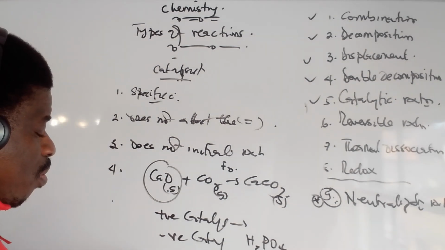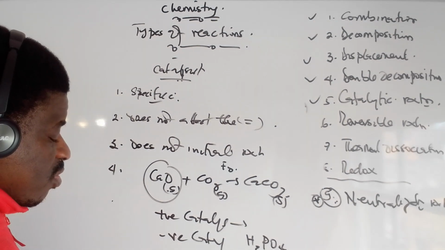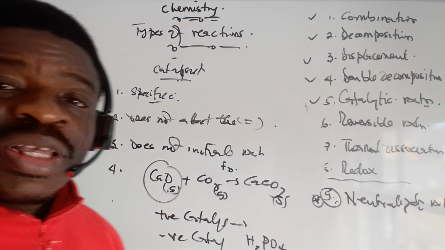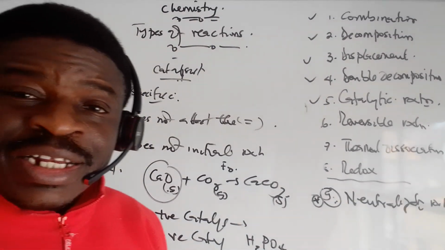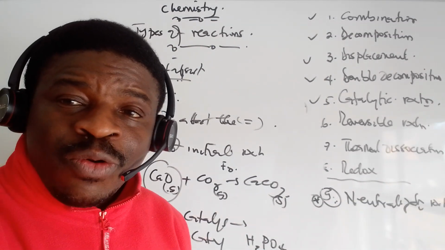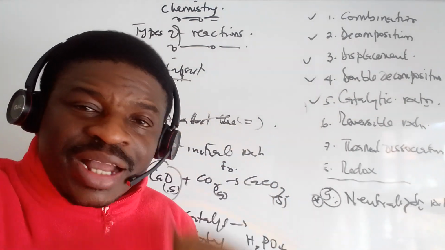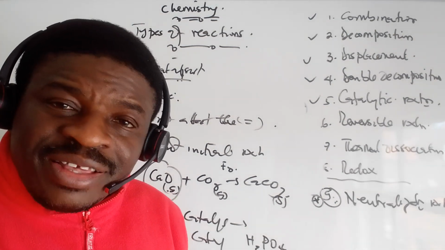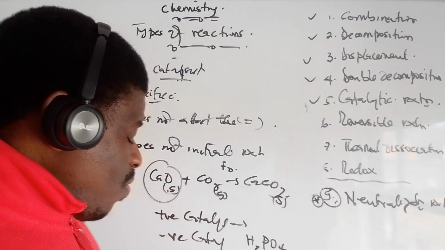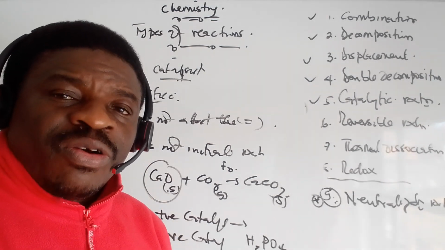Then we have promoters and inhibitors. What are promoters and inhibitors? Promoters, they don't act on the substrate, they don't act on the reactant, they act on the catalyst. So a promoter increases the activity of a catalyst, while an inhibitor decreases the activity of a catalyst.